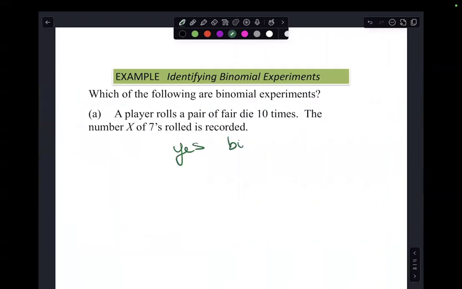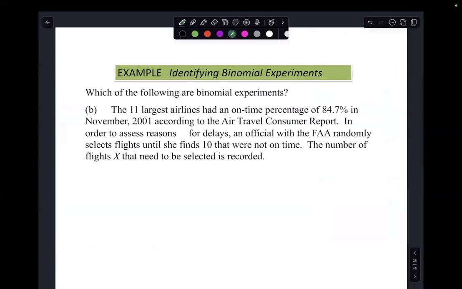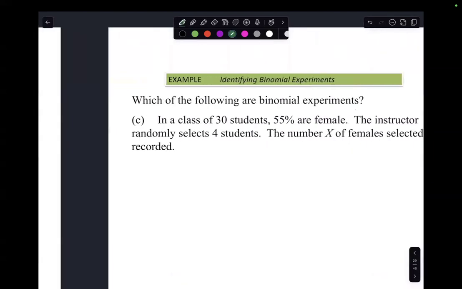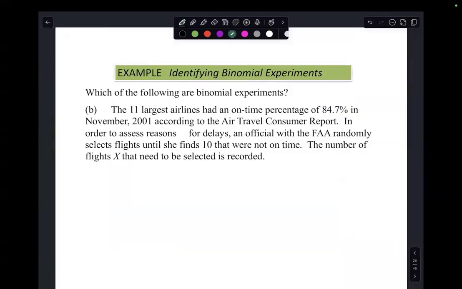Yes, binomial. Okay, let's take a look at the next one. The 11 largest airlines had an on-time percentage of 84.7% in November 2001. These people decided to assess the reason for delays, so they randomly selected flights until they found 10 that were not on time. So first thing was a fixed number of trials.